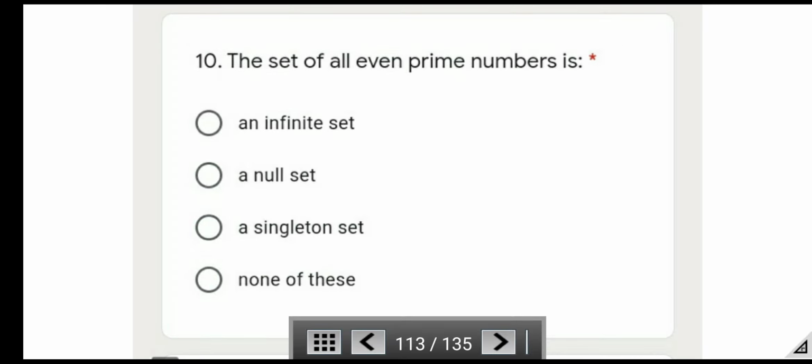The set of all even prime numbers is, because 2 is the only even prime, so this is a singleton set.